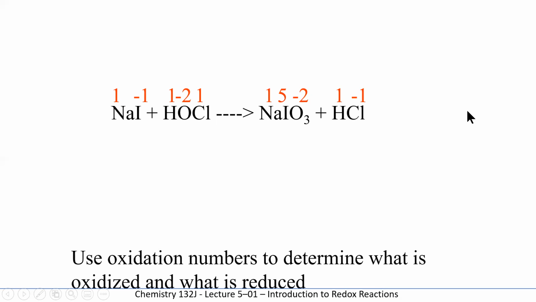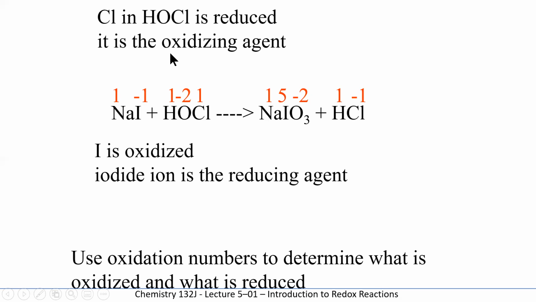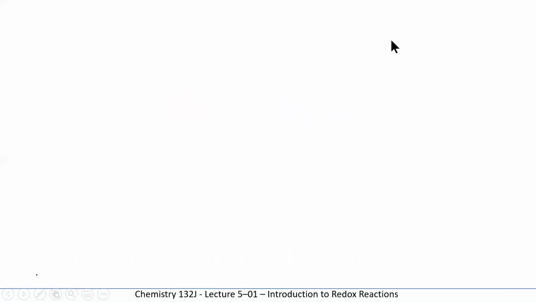So identifying what's changed here, you can see that iodine has changed and chlorine has changed. Iodine's gone from a -1 to a +5. Chlorine's gone from a +1 to a -1. So from that, we can say iodine has gone from -1 to +5. It must have lost 6 electrons. So the iodide ion is the reducing agent. And similarly, the chlorine in the hypochlorous acid is reduced. It must be the oxidizing agent.